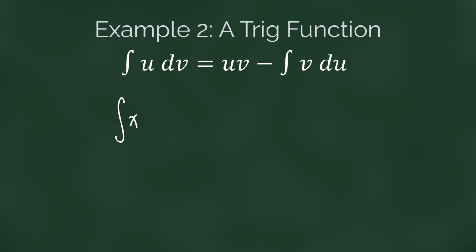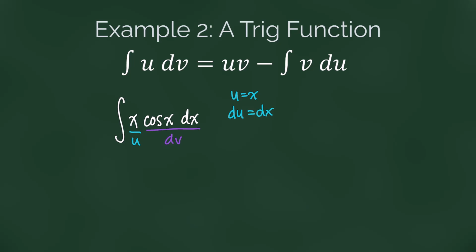Let's try another example, this time involving a trig function. We're going to find the antiderivative of x cosine x dx. We'll let u be x again, because that's easy to differentiate. And we'll let dv be the remainder, cosine x dx, because that's fairly easy to anti-differentiate.